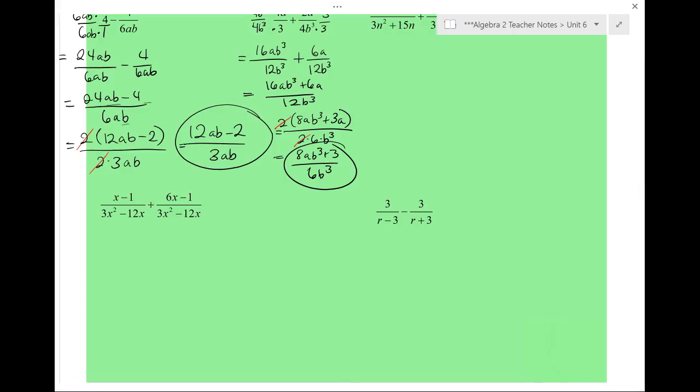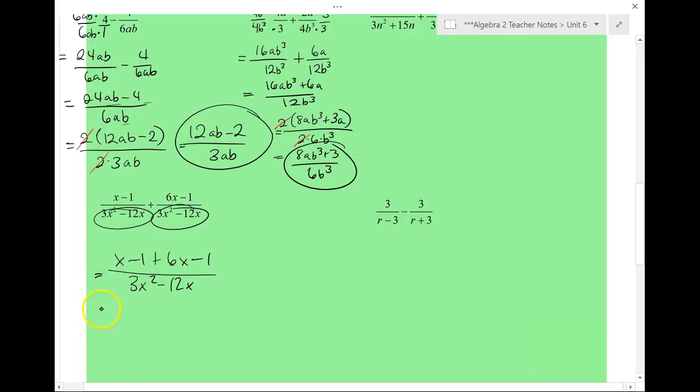Now on this problem, you'll notice that the denominators are the same. So we don't have to change the denominators here. All we have to do is add the numerators. So now I'll have x minus 1 plus 6 plus 1 all over 3x squared minus 12x.